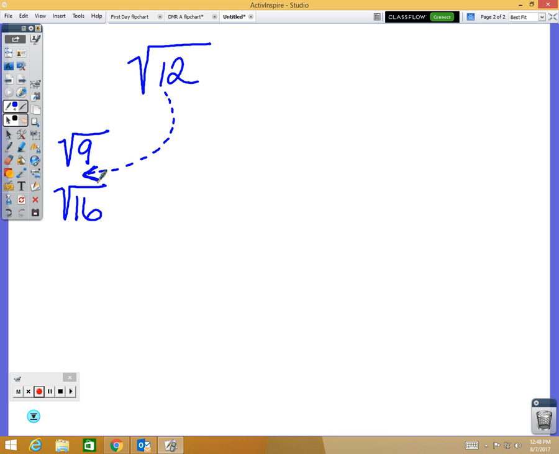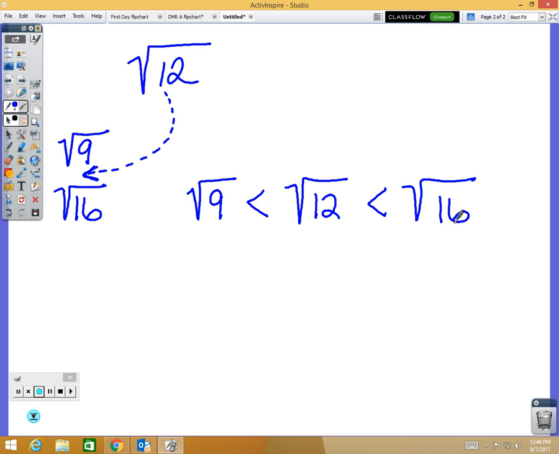Estimating square roots. Now, to make this a little bit more math appropriate looking, we could say, since it's between these two things, that the square root of 9 is less than the square root of 12. Do you agree with that statement? And we could say the square root of 12 is less than the square root of 16. Okay, so again, we're saying that it's coming in between those two numbers, but we're using some math symbols here, the less than symbol.